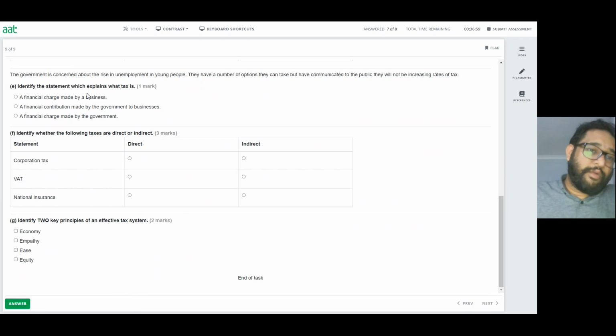Identify the statement which explains what tax is. A financial charge made by a business, a financial contribution made by the government to the business, or a financial charge made by the government. So it is basically a charge made by the government because they want to run certain services, and you want them to provide something, like bailing out bankers. Yes, they will charge the tax from us.